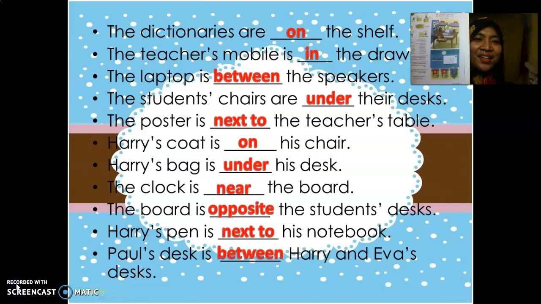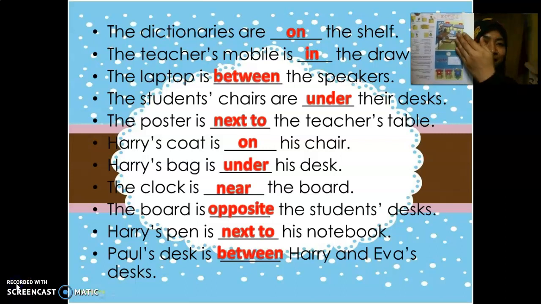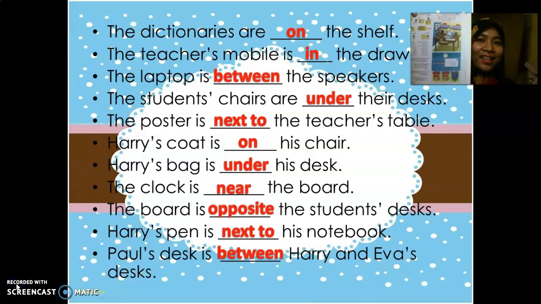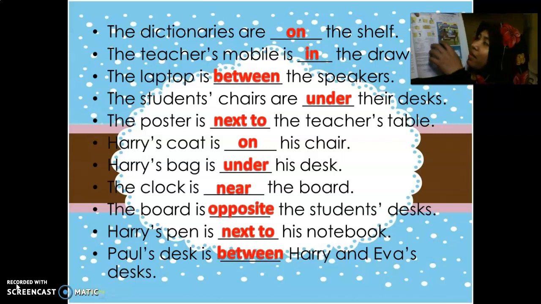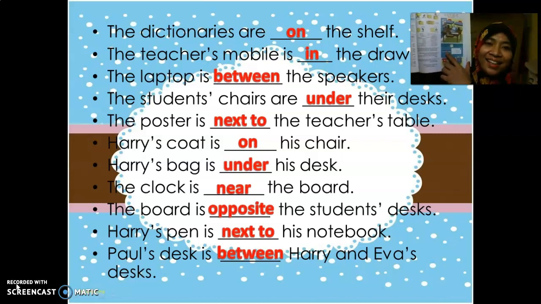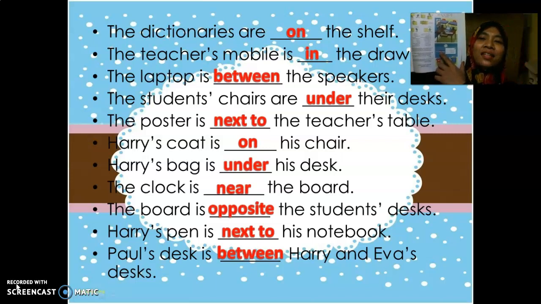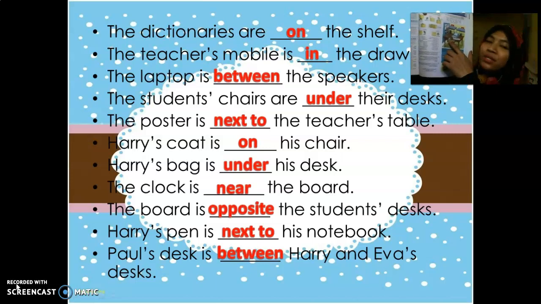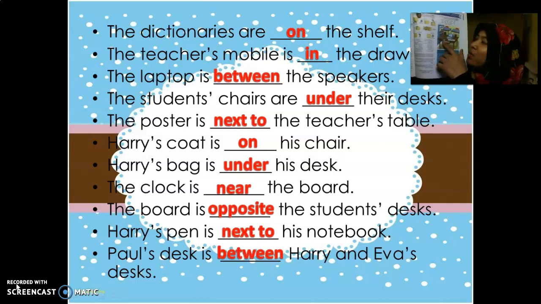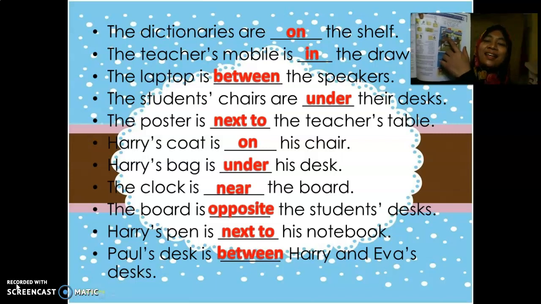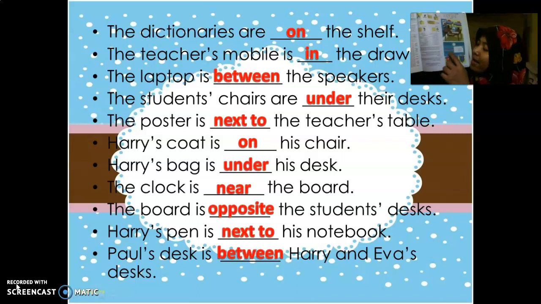Starter Unit. Okay, everyone. Let us check the answer. Okay, the dictionaries are on the shelf. On tu di atas. Di atas rak. The teacher's mobile is in the drawer. Okay, teacher's mobile phone dekat dalam laci. The laptop is between the speakers. Di antara speaker. Okay, the students' chairs are under their desks.